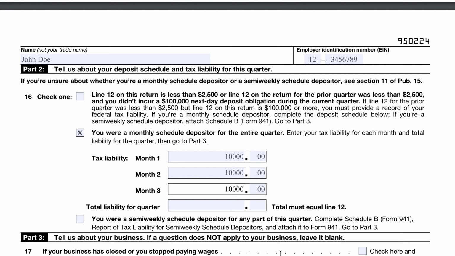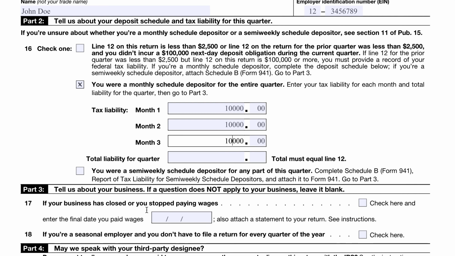Now you can also schedule your deposits semi-weekly, but then you would need to complete Schedule B of your Form 941. This is the report for your tax liability for semi-weekly scheduled depositors. We're not going to go over that in this video, but if you did that, then you would check this box, you would complete Schedule B, and then you would attach it to your completed Form 941. And then let's go to Part 3.